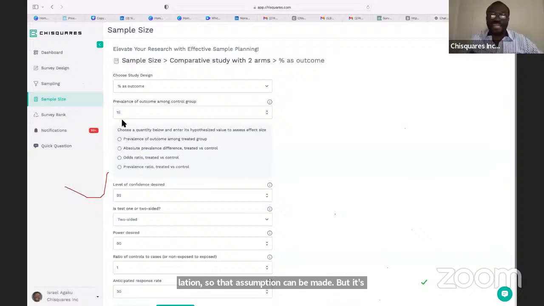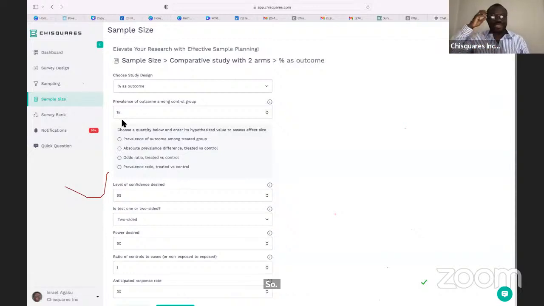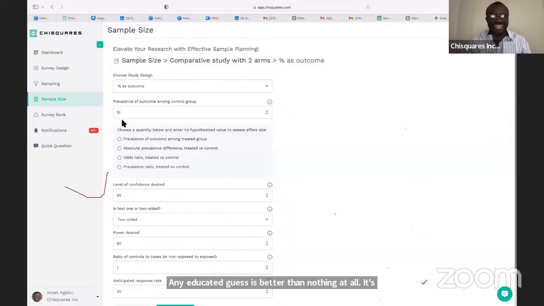Now, if you cannot find that in the literature review, you can convene a group of experts and ask them, well, what do you think? One of the things you have to realize is that sample size calculation is a scientific guess because we're just trying to get an estimate. It's not 100% foolproof, but any educated guess is better than nothing at all. It's better than just coming up with a random number from your head.